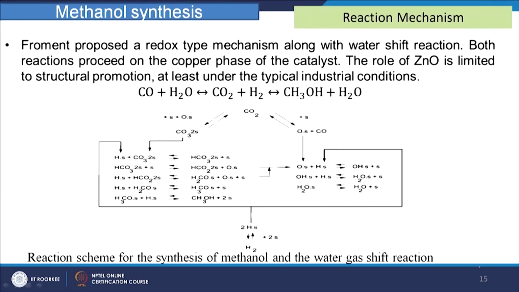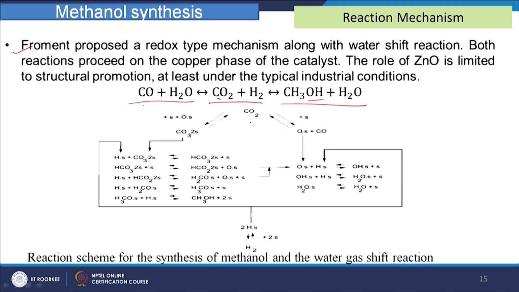And we see the reaction mechanism. So, the overall reaction: CO plus H2O gives CO2 plus H2, and then CH3OH. So, carbon monoxide is converted to CO2 and then it is giving us methanol. This is the overall reaction, but how it happens is not so simple. Then Froment proposed a redox type of mechanism.